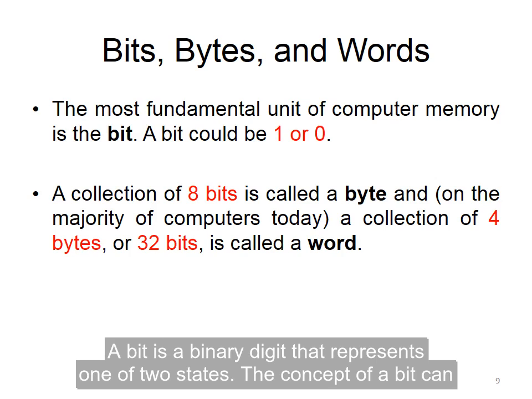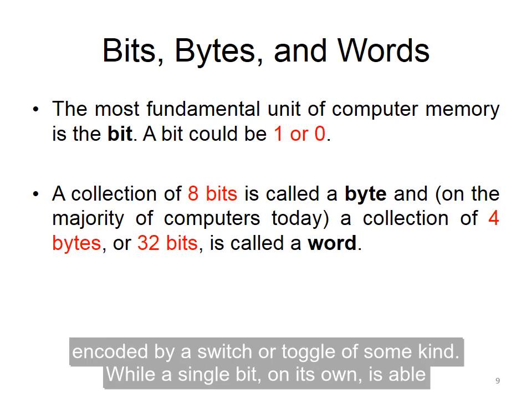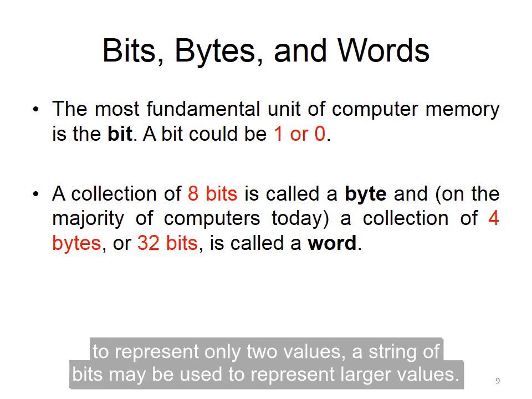A bit is a binary digit that represents one of two states. The concept of a bit can be understood as a value of either 1 or 0, on or off, yes or no, true or false, or encoded by a switch or toggle of some kind. While a single bit on its own is able to represent only two values, a string of bits may be used to represent larger values.